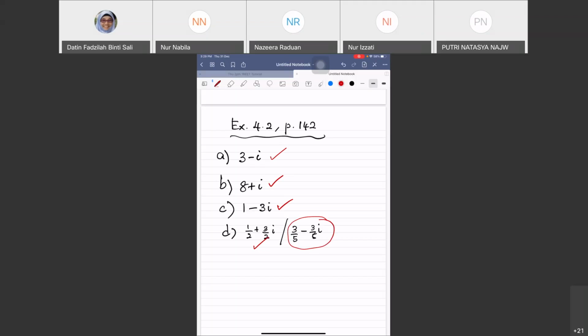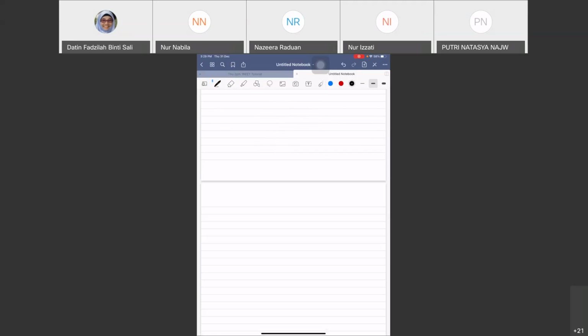Okay, let's look at next exercise. Okay, 4.3. Exercise 4.3 now. Page 144. Try this. Maybe 5 minutes. Or 3-4 minutes. I think this one is similar just now.